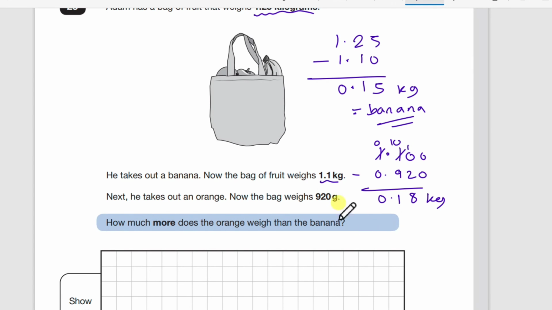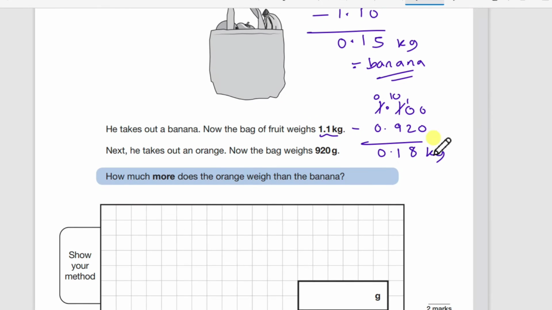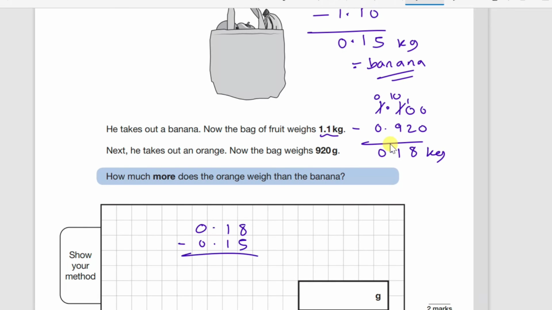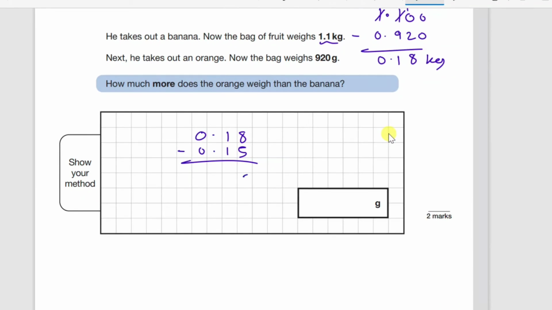Now how much more does the orange weigh than a banana? Well, you've got 18 versus 15. The difference is, well, let's work out the difference now. It'll be 0.18 minus 0.15. Subtract those two. 8 take away 5 is 3, 0, 0. So it's 0.03 kilograms. But they want it in grams, so you gotta be very careful. Okay, so we know that 1 kilogram is 1,000 grams. That means 0.03 must be 30 grams. Cool.